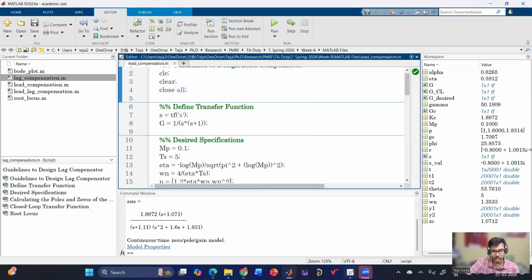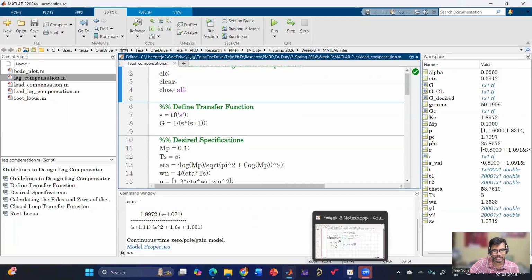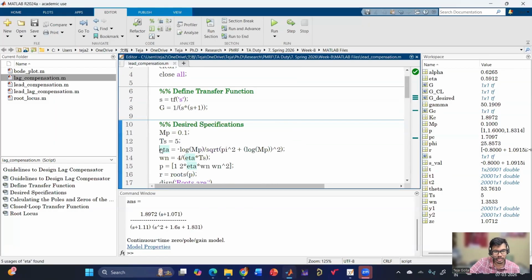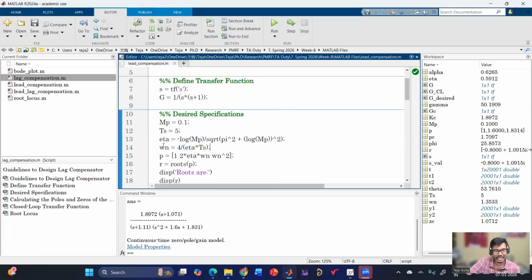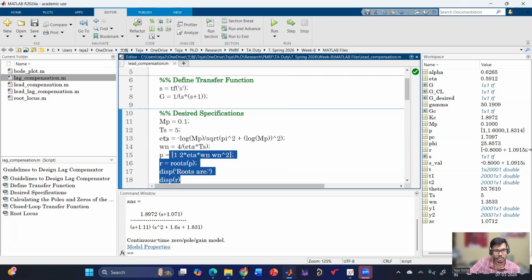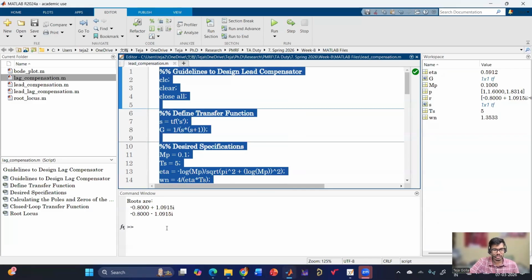The maximum peak overshoot, which is 10%, I convert into a fraction, 10 by 100, so 0.1. My settling time is given as 5 seconds. From this Mp and Ts, if you calculate zeta and omega n, this is the expression you will get. So I have written a MATLAB code which will calculate zeta and omega n. Once I get zeta and omega n, my denominator polynomial will be s square plus 2 zeta omega n s plus omega n square. I am finding the roots of this polynomial and then displaying them. Let me run till this point. If I run only this selected part, I will get my roots as minus 0.8 plus or minus j 1.09.